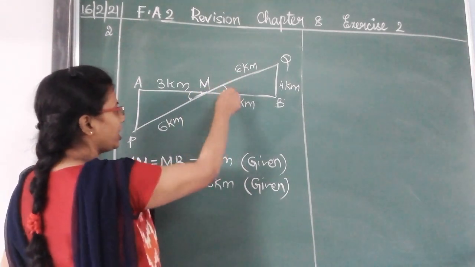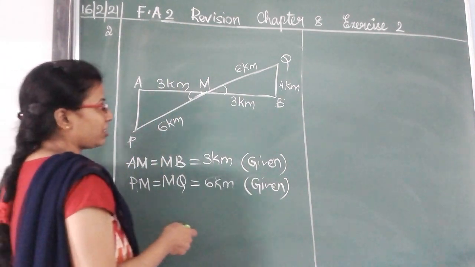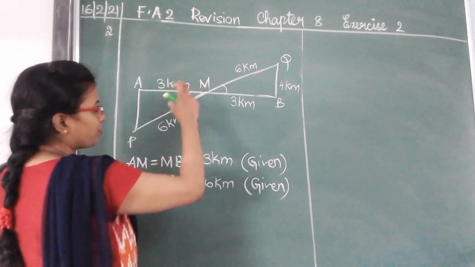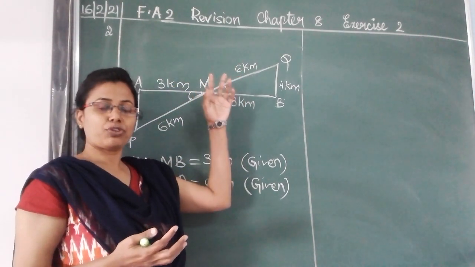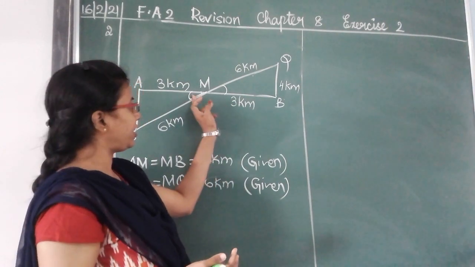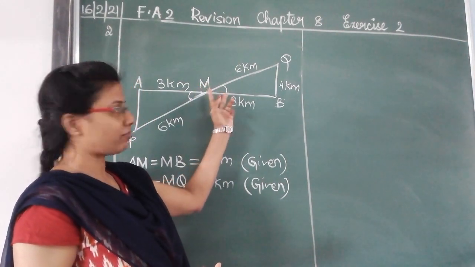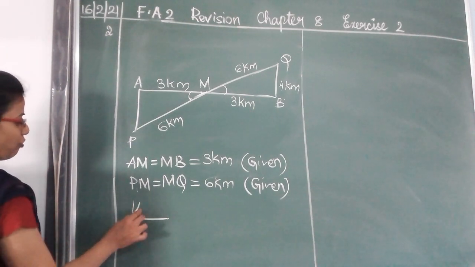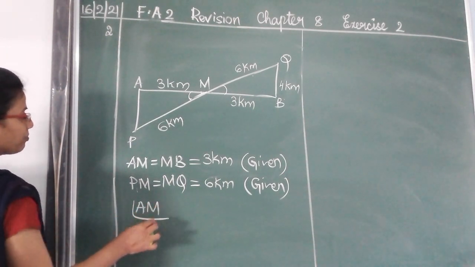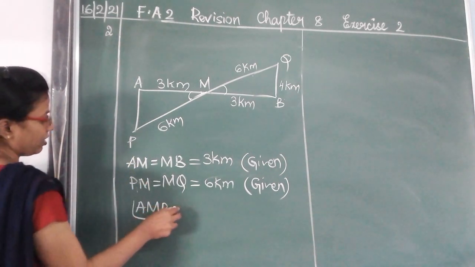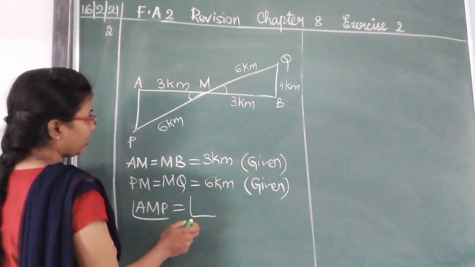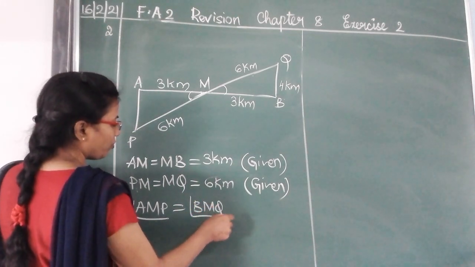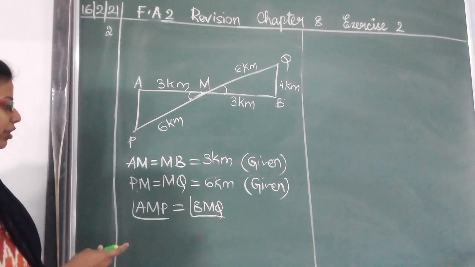These two angles will be equal. What is the reason? Because two corresponding sides of the two triangles are equal, and here you can see that angle M will be equal to each other. So let's write that. So angle formed at AMP will be equal to angle formed at BMQ. Both the angles will be equal.